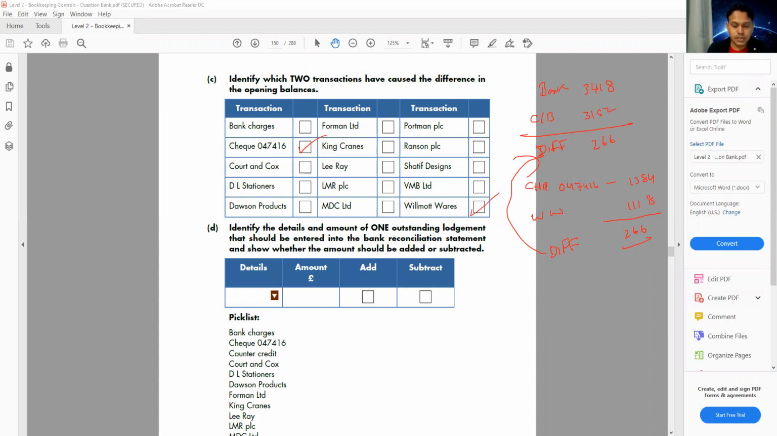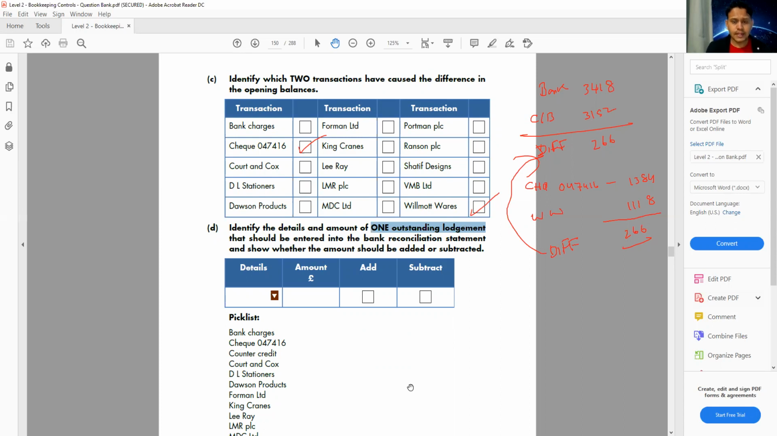Okay, these two are the reason. All right, the next question they're asking: identify the detail and amount of one outstanding lodgement that should be entered into the bank reconciliation statement and show whether the amount would be added or subtracted.